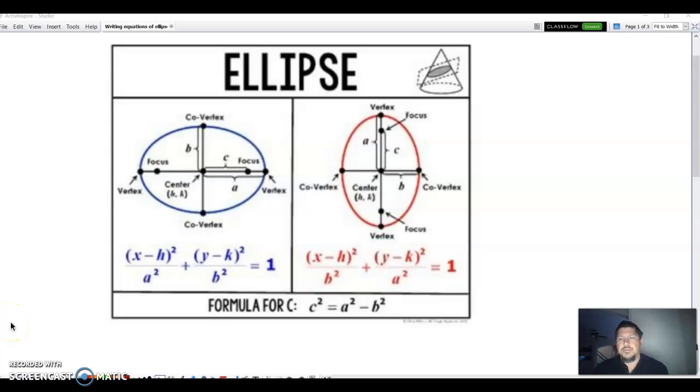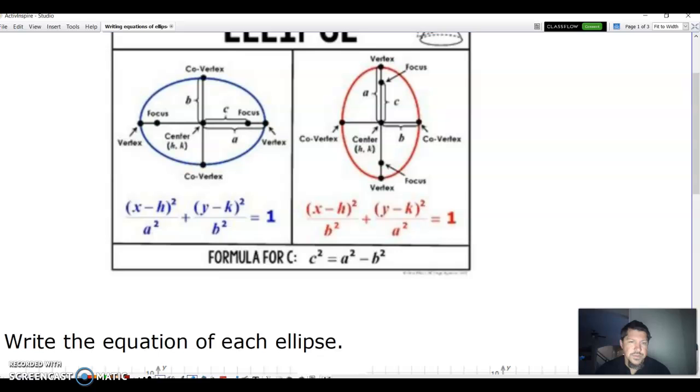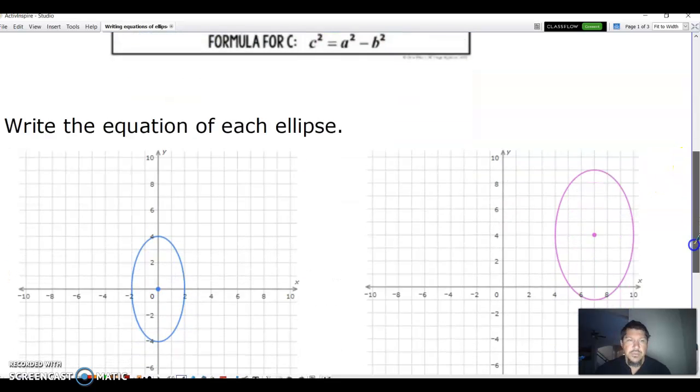Alright guys, so in this video we're going to be writing the equations of an ellipse. Last video we found the properties, the vertices, covertices, foci, center, and so on, from either a picture or from an equation. This time we'll be writing the equation. The most important thing to remember is that your equation will always be equal to 1. You will always have to have it equal to 1.